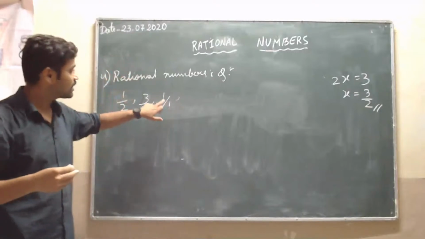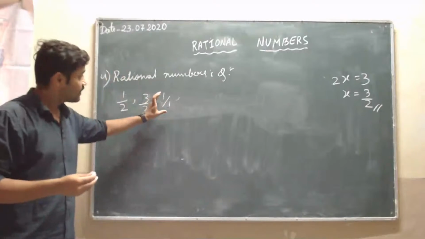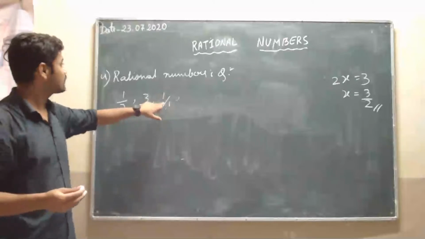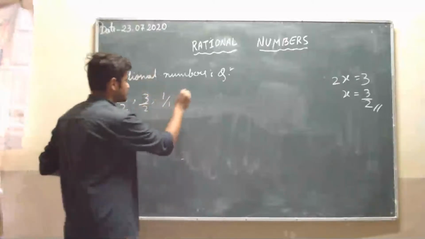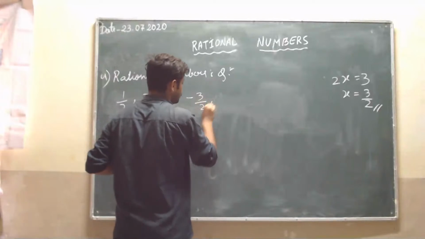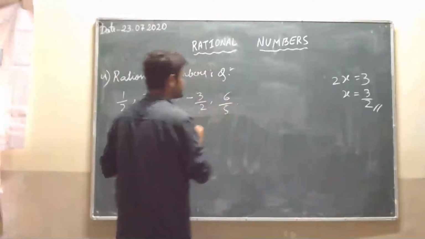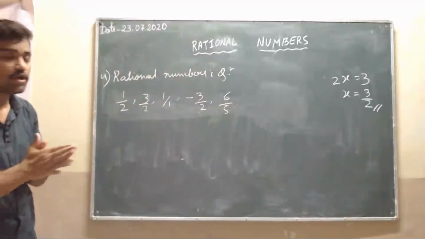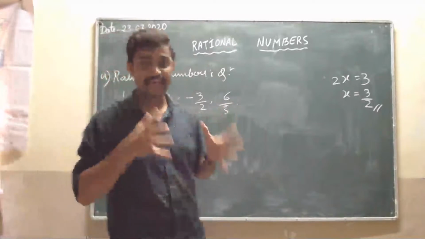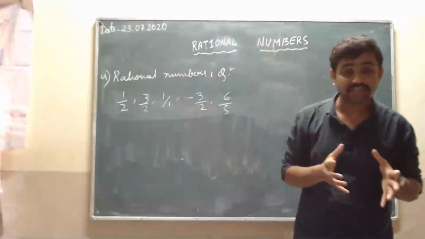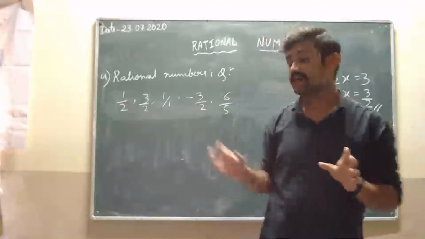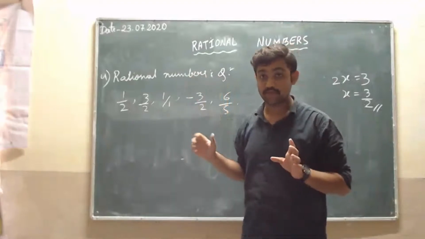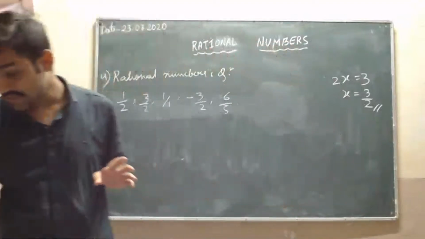Sir, easily we know that 1 by 1 is equal to 1. Yes, now we are expressing it as a fraction, that's why we can write it as 1 by 1. Then 1 by 1 is also a rational number. Okay, then minus 3 by 2, 6 by 5. These are examples of rational numbers. Why do we denote rational numbers as Q? Because rational numbers are expressed as a quotient or fraction. That's why Q is denoted for rational numbers.